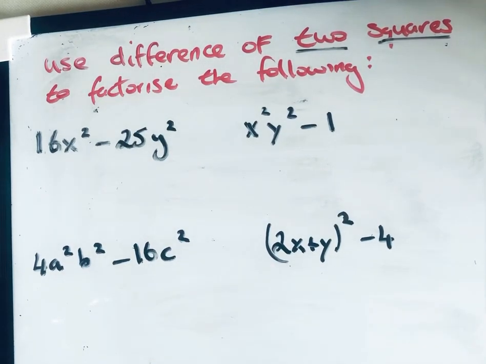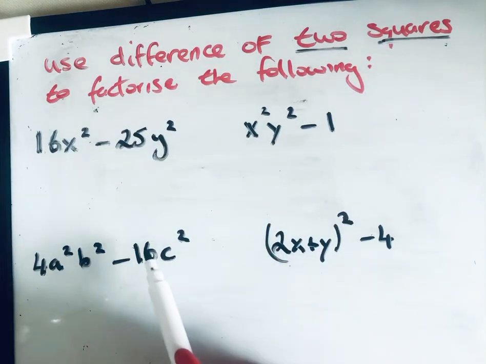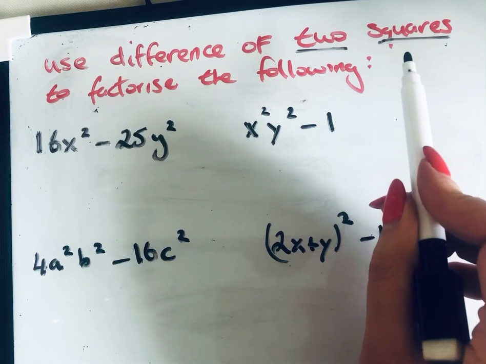In these four examples, we're concentrating on factorising these expressions using the difference of two squares method. First of all, it's important to note how to recognise a difference of two squares. Well, it is in the words. Difference in maths means take away, so you can see here they're all being taken away. And then two squares. Well, both parts of the question have to be a square.